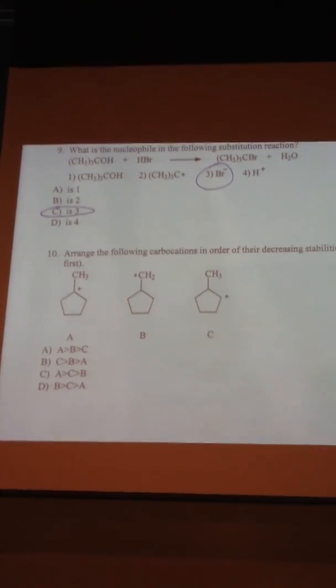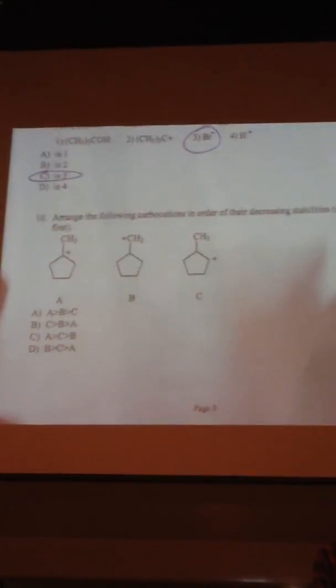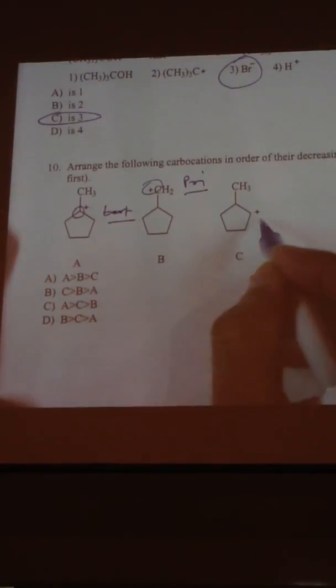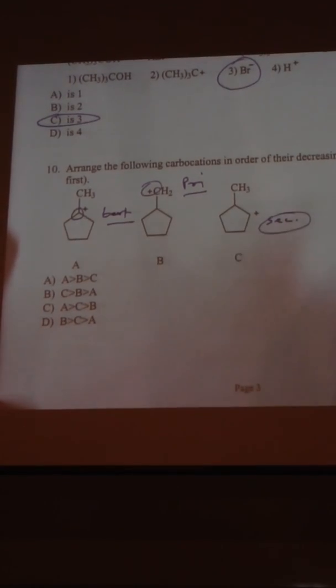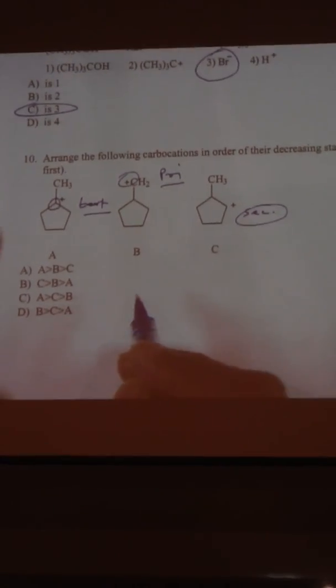Arrange the following carbocations in order of their decreasing stabilities. Most stable first. So again, we look for the tertiary. This one is a tertiary carbon. This is a primary carbon. And this one is a secondary carbon. Okay, so if we do decreasing stabilities, then A is the best, followed by C, and then B. Okay, A, C, B, which is C.